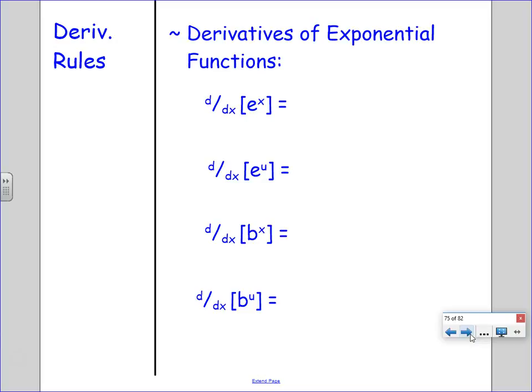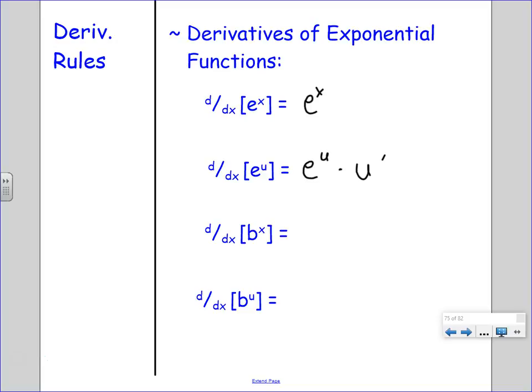Derivatives of exponential functions. We already wrote down e to the x. I know, but we haven't written down e to the u. What's the derivative of e to the x? Quick review. E to the x. So what would be the derivative of e to the u? Rewrite it. E to the u, but what else do you need? U prime.